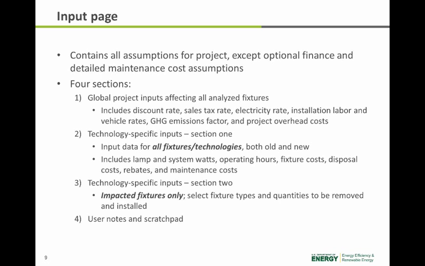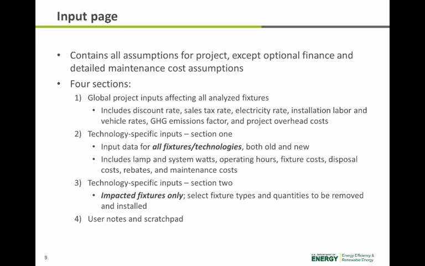There are 4 sections on the input page. There's what I call a global or project input section, and there you enter inputs that would impact all fixtures that you're going to analyze. Things like discount rate, electricity price, greenhouse gas emissions factor, overheads, installation and vehicle prices or rates. Those would be entered in that section. And then further below that section, there's what I call a technology-specific input section, and there are 2 parts of that section. This is where you enter fixture-specific data.